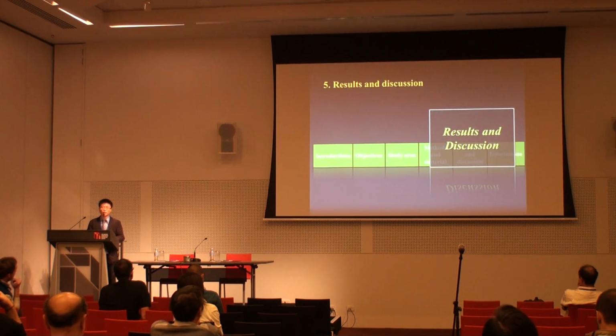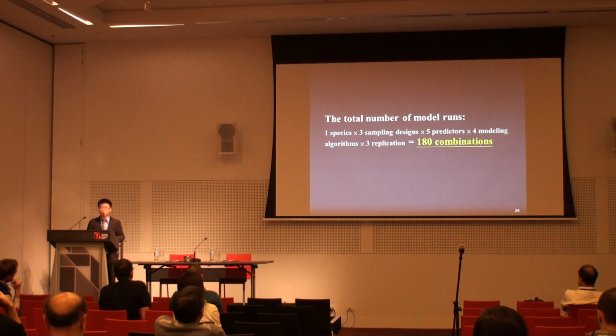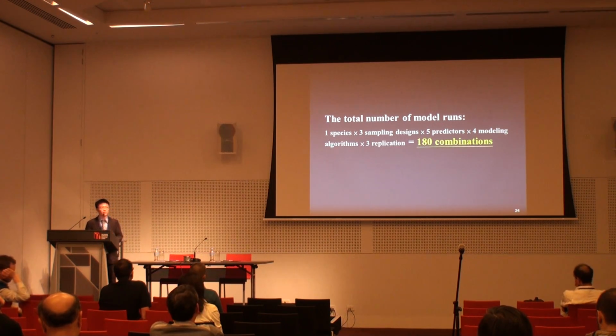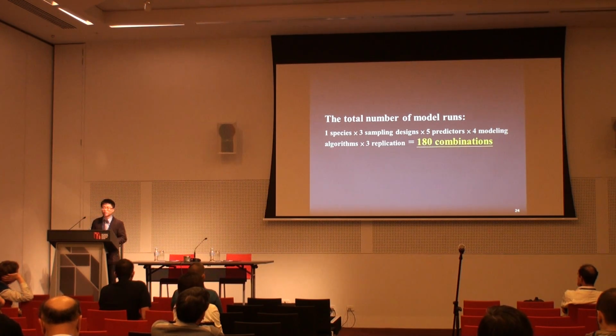Next, I want to talk about our study results and findings. As mentioned before, the total number is around 118 possible combinations. That's a large amount of data calculation, so we try to reduce our data dimension and help improve the efficiency.